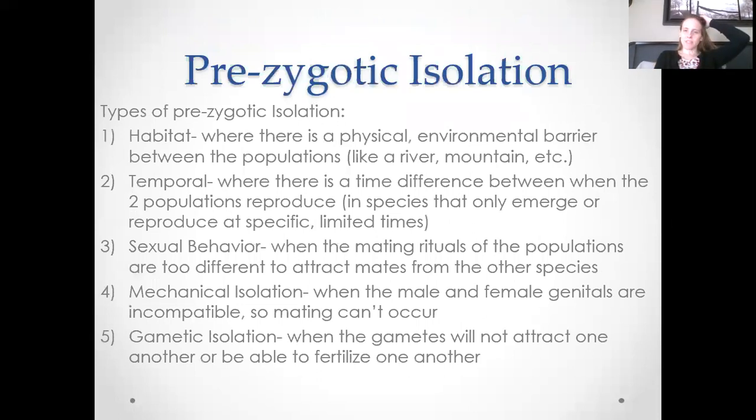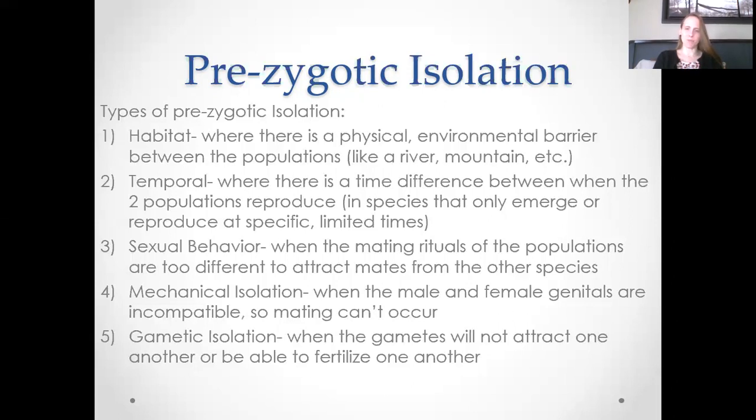So these are the 5 different types of pre-zygotic isolation. Again, that's the one that happens before a zygote is able to be formed. So the first is habitat, meaning that there is some sort of physical environmental barrier between the populations, like a river or a mountain. Think of your allopatric speciation. There is a geographical barrier separating the populations, which means they're not able to mate with each other.